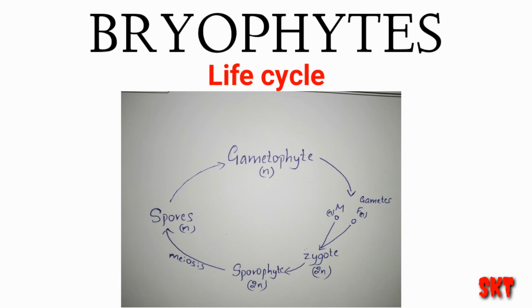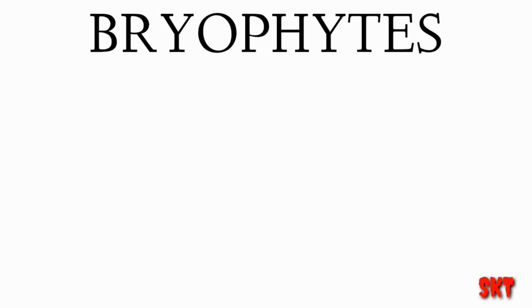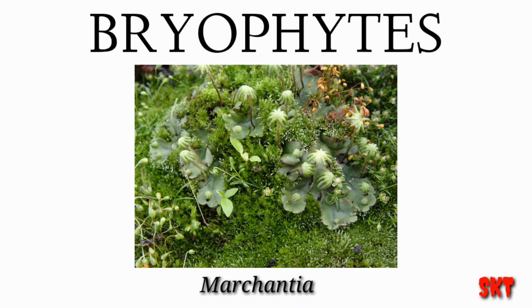And this diploid sporophyte by meiosis, that is reductional division, produces spores which are haploid, and these spores by mitosis give rise to gametophyte and the cycle continues. Like this, there is an alternation of generation with the haploid and diploid phases, that is the gametophytic plant body and sporophytic plant body. Some of the common examples are Marchantia, Polytrichum, and mosses, etc.